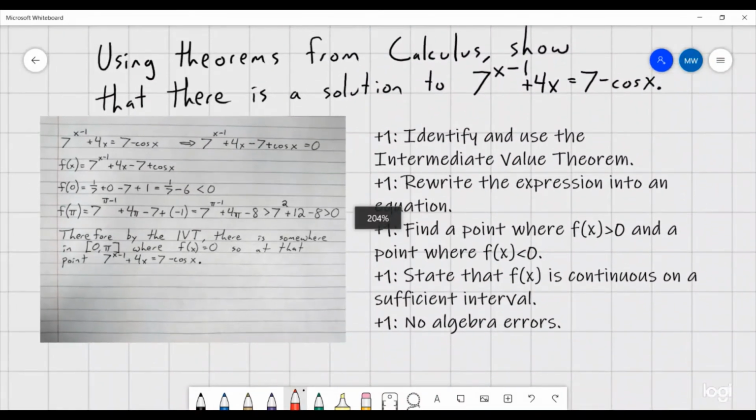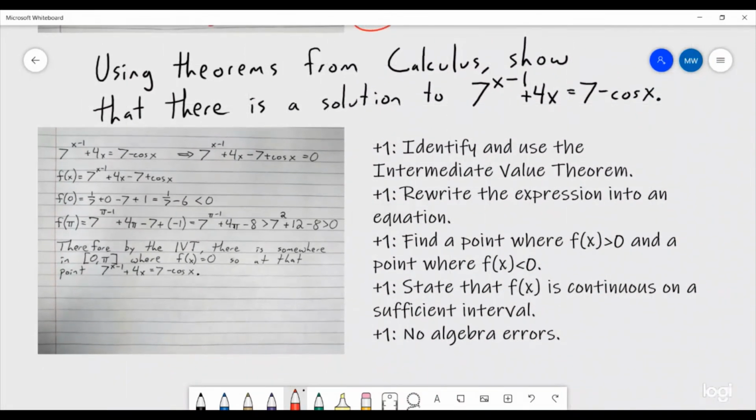Okay, so using theorems from calculus, show that there is a solution to 7 to the x minus 1 plus 4x equals 7 minus cosine x. Okay, well, let's go through piece by piece. Right here they're saying by the intermediate value theorem, so let's first see they've correctly identified it. Now are they using it correctly? Okay, they have an interval from 0 to pi, and that's because those are the points they plugged in, so we actually can check off that they have found a point where our function is bigger than 0, and a point where the function is smaller than 0.